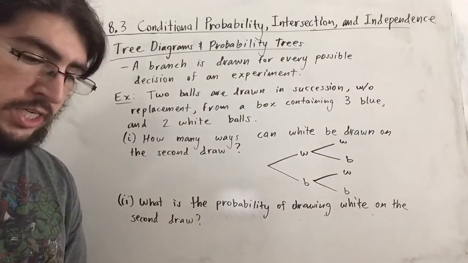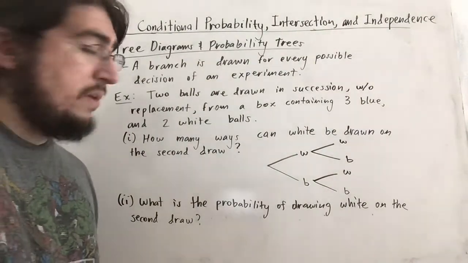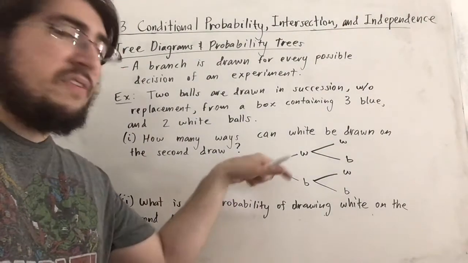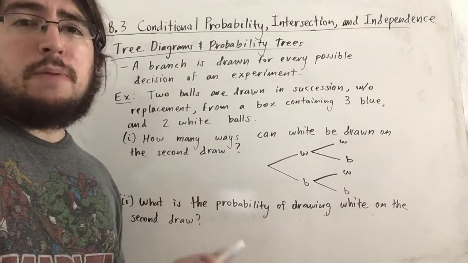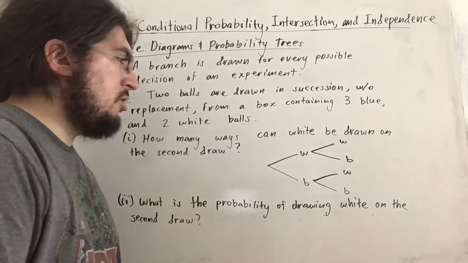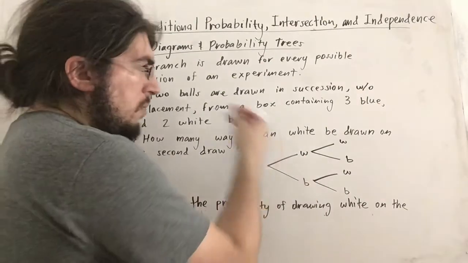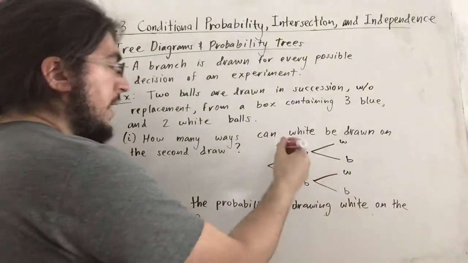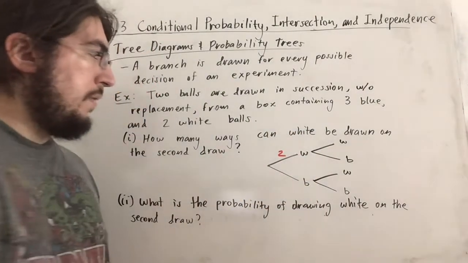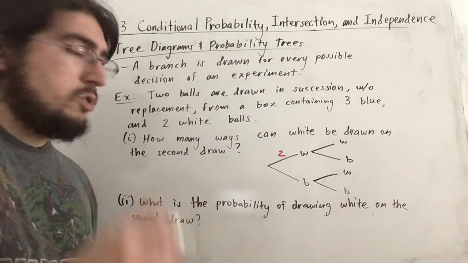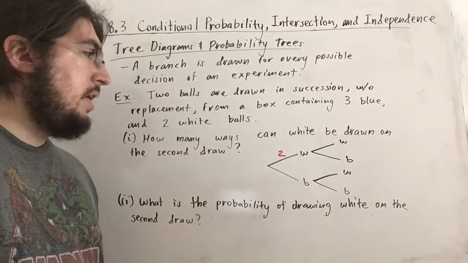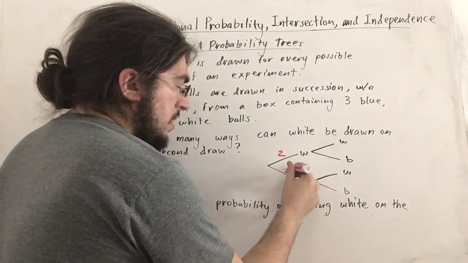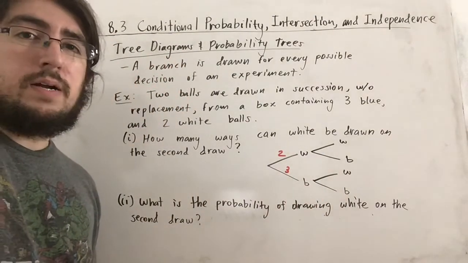Okay, so now in addition to labeling the branches by W and B for white and blue, on the top of each branch I'm going to label how many ways we can do such things. So how many ways can you pick white from your first draw? Well, there's only 2 white balls in the box at the first draw. And there are 3 blue for the first draw.